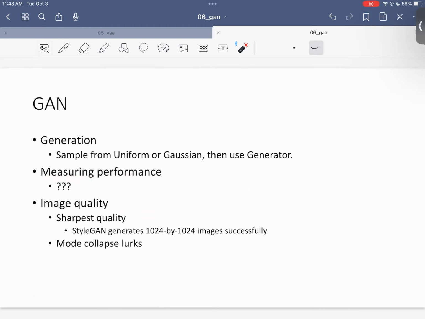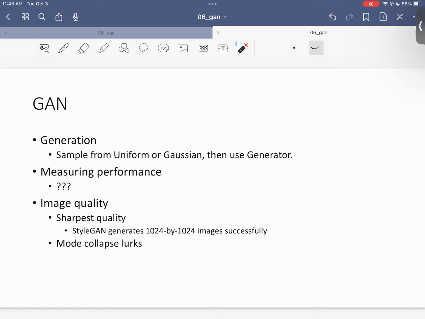You can just use your own eyes, or we are going to use something called FID score, which we'll get to in a minute. The sharpest image quality, even StyleGAN is a pretty recent development. StyleGAN was able to generate 1024 by 1024 images, really high quality, high resolution images, and that was a breakthrough in GAN, because people used to play around with 128, or maybe even 256, but larger, high quality images was very challenging. But then StyleGAN came up with a couple of neat tricks to make it happen.